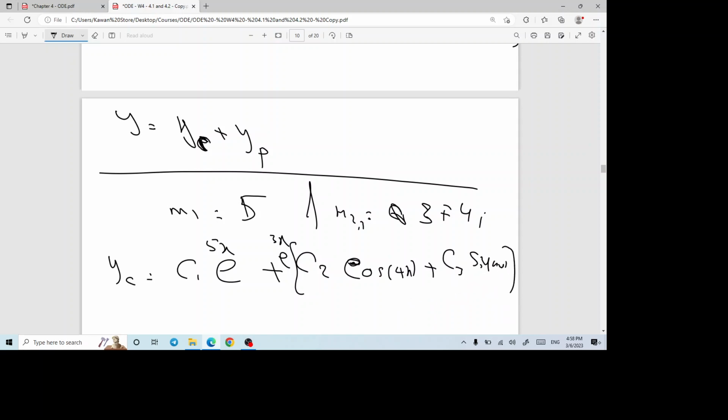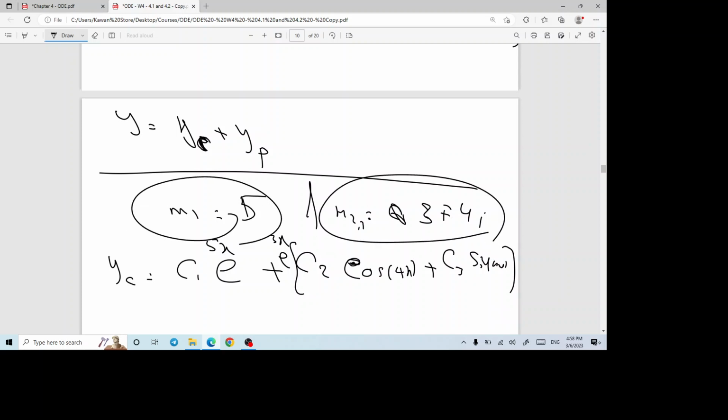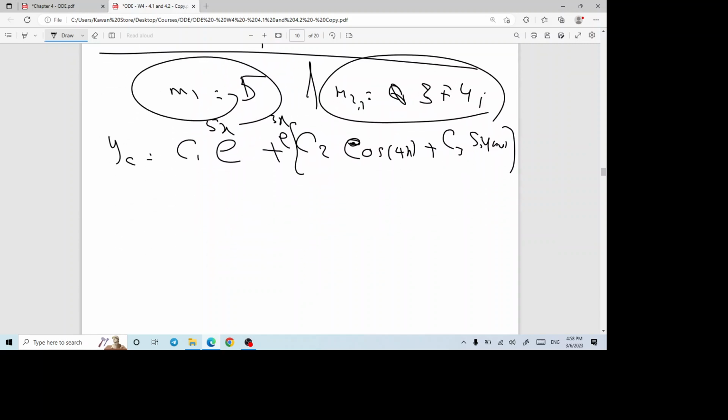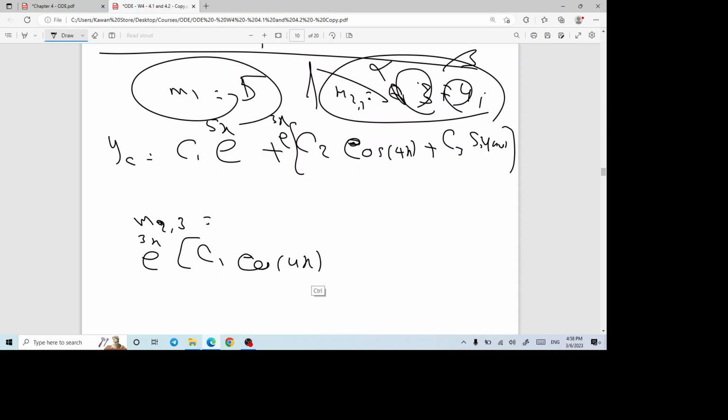What did we do? We have two cases, right? That one alone is equal to what? And that one alone is equal to what? If I have only m2 and m3, how do we solve it? We say C1 e to the power alpha x, where that one is alpha, that one is beta. So e to the power alpha x, C1 cosine beta x plus C2 sine beta x. Am I right? Clear? Do you have any problem?